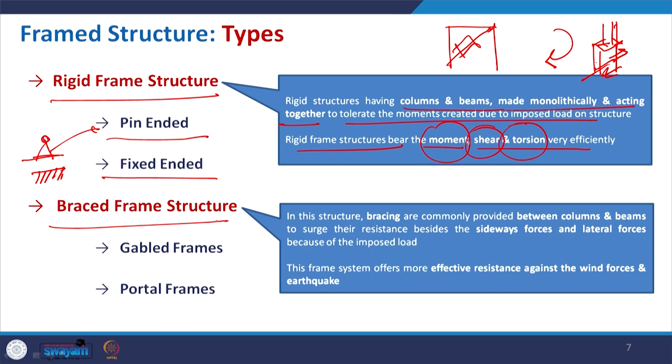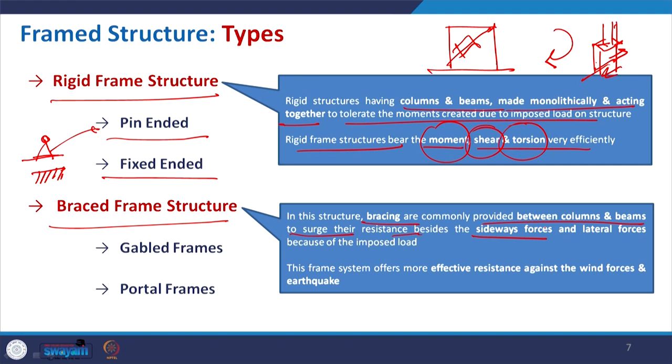Compared to that, in the braced frame structure, bracings are commonly provided between columns and beams, which I have already shown here; we'll have some pictures there. And then there is resistance to the sideway forces or the lateral forces.